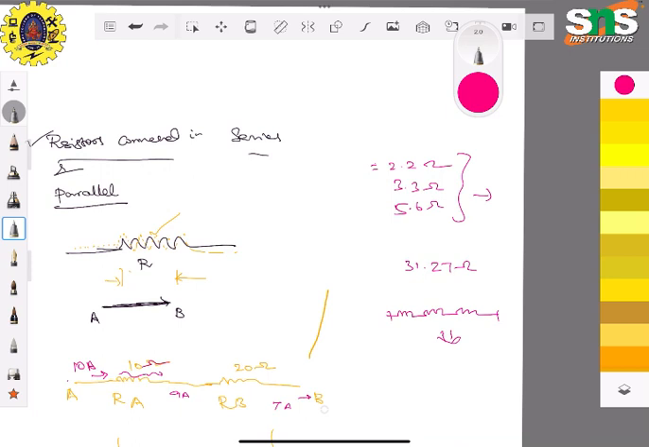We will see the next topic, resistors connected in parallel, in the next class.